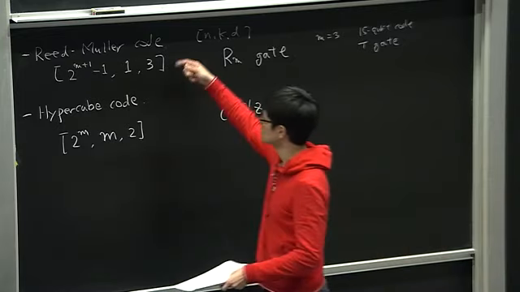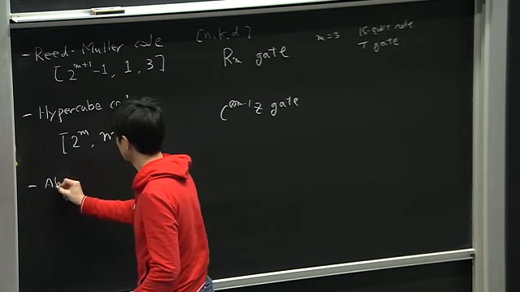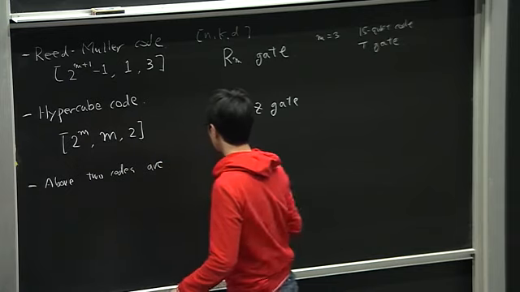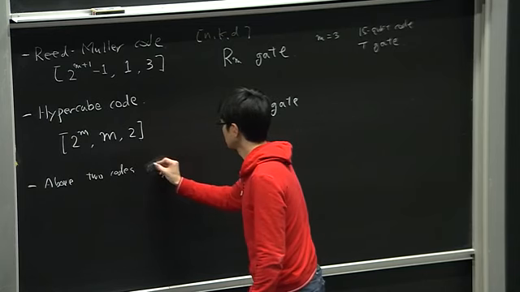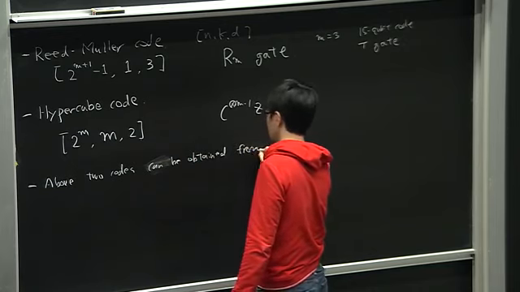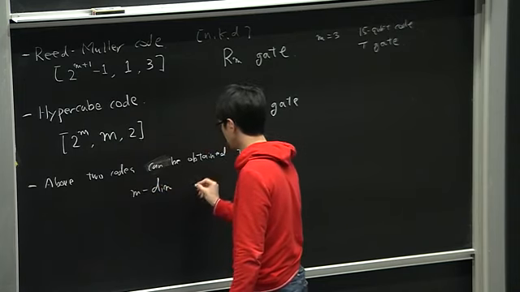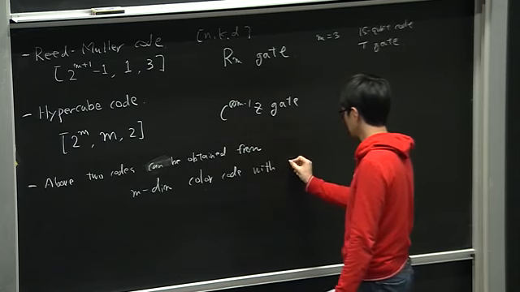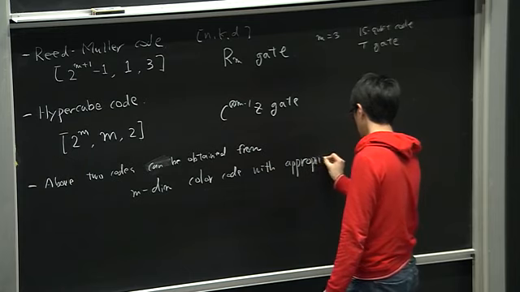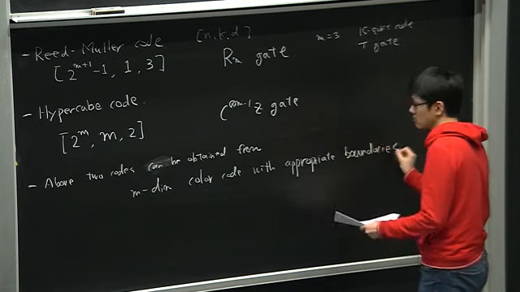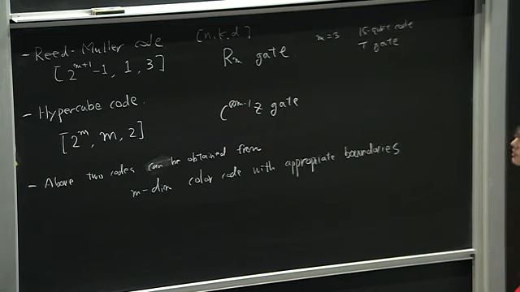And it turns out that these two types of code can be obtained from an m-dimensional topological color code with an appropriate choice of boundaries. Okay, so this is a very brief introduction to the Clifford hierarchy.